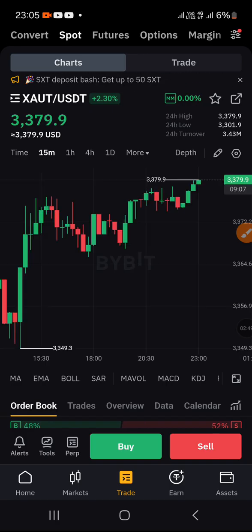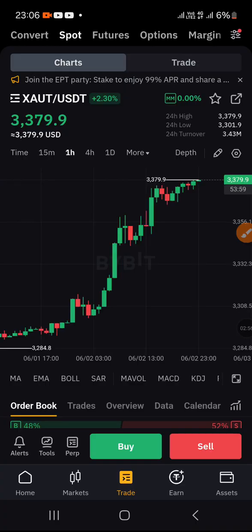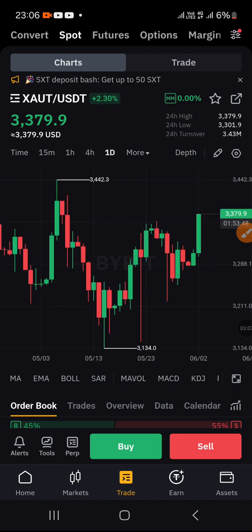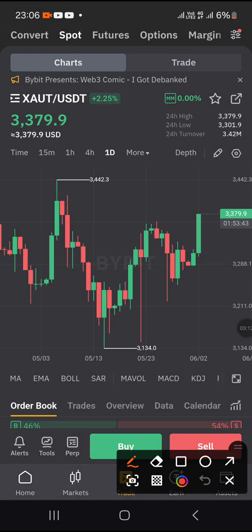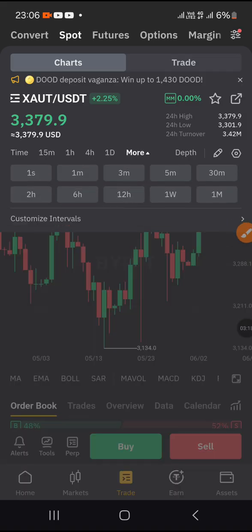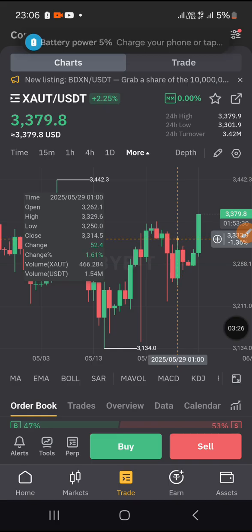So this shows you how this trade has been doing in the past 15 minutes. Going forward to 1 hour, it shows you how this trade has been doing for the past 1 hour. 4 hours will also show you the same. 1 day, which is known as 24 hours, will also show you the same. If you want to see more, you click on this more. Do you want to see 1 month, 1 week, and a lot more of it? They are all available here.